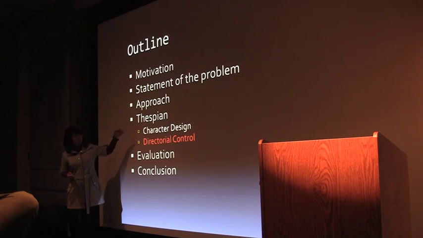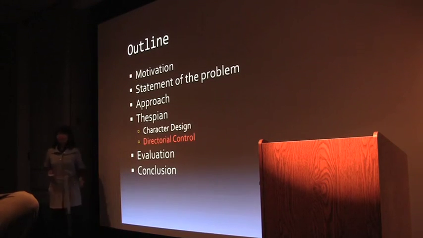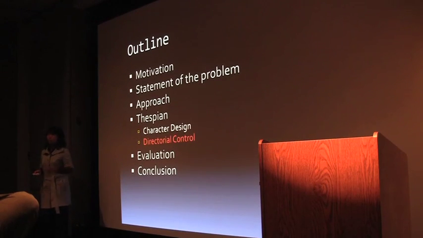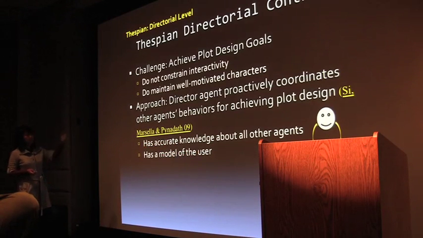So that's kind of like the basics for character design. And now I'll move to the next topic of how you can organize such characters, or doing this multi-agent coordination of these characters for reaching a plot design goal. That's the directorial control process.